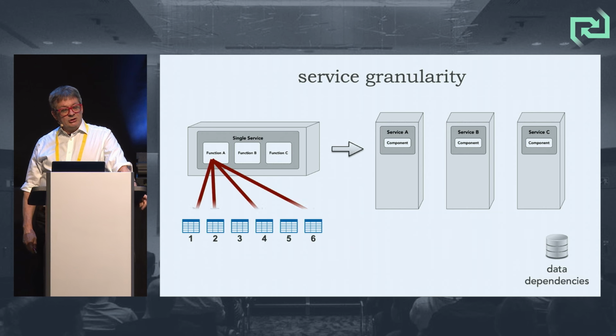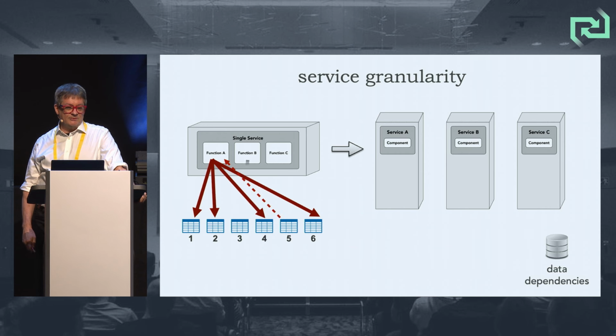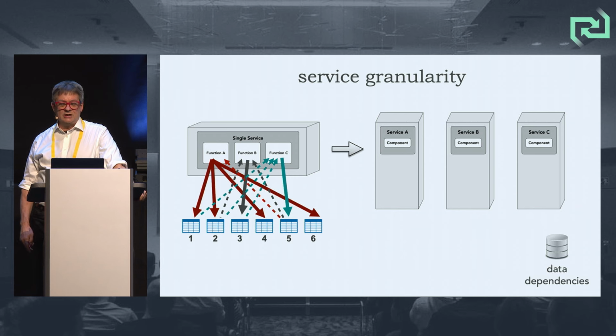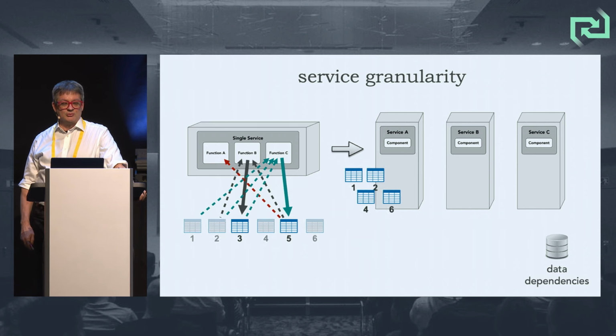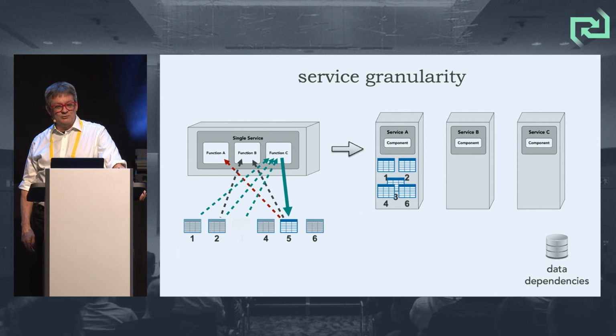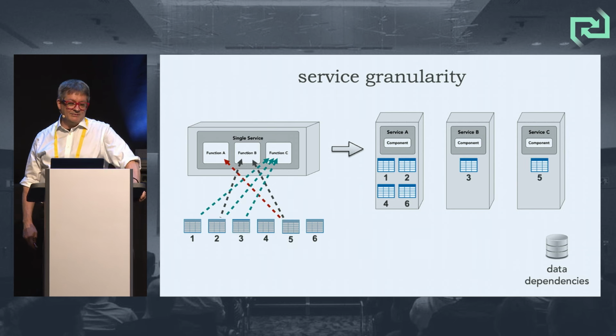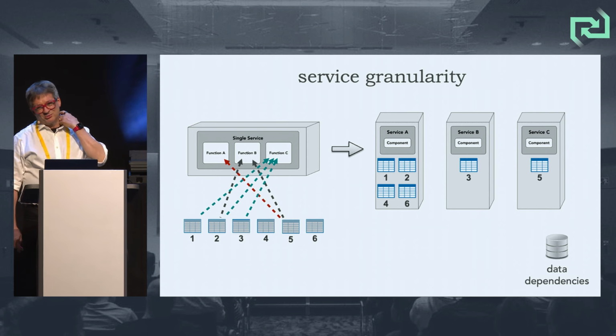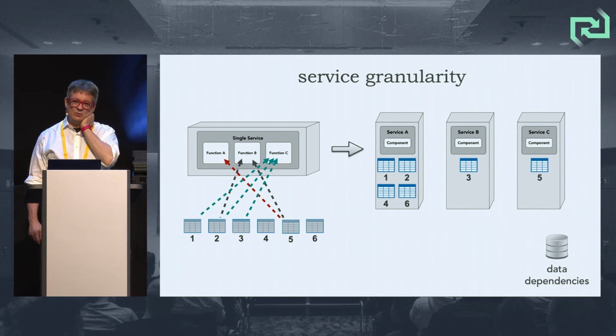Well, what I need to do is look at who writes and who reads. So let's say that function A writes to 1, 2, 4, and 6 and reads from 5. Function B writes to 3 and reads from 2 and 5. And C writes to 5 and reads from 1, 2, and 3, it looks like. Well, let's just move these over in terms of ownership. So A owns 1, 2, 4, and 6. B owns 3, and C owns 5. But now I have all these read relationships left. What am I going to do with those things?